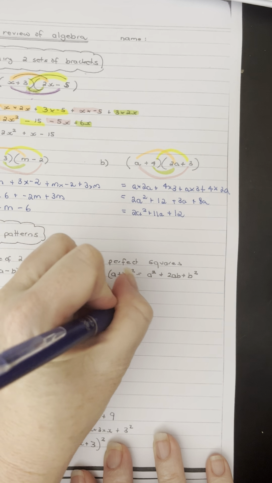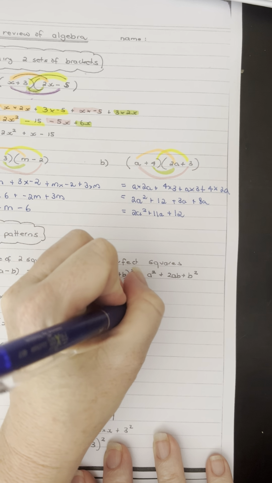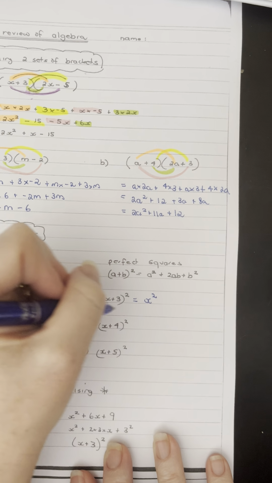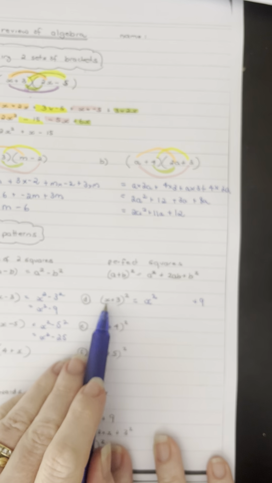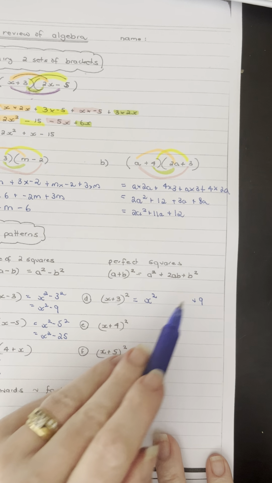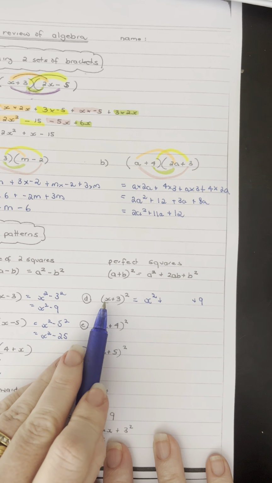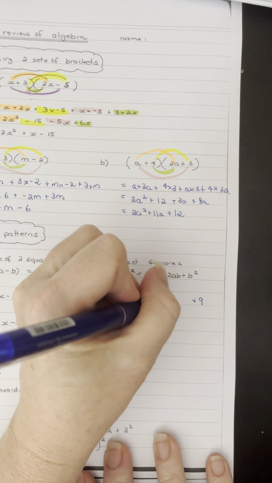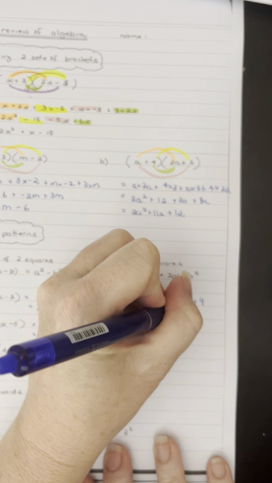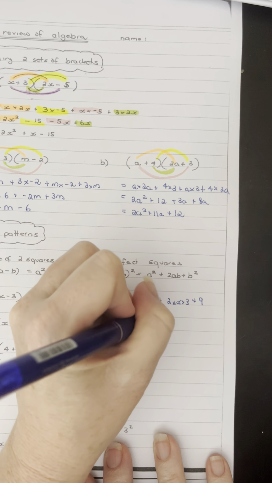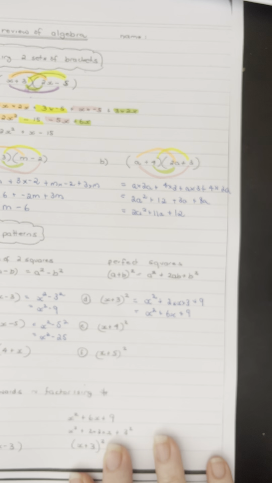So here we've got x plus 3 squared. So I'm going to have an x squared at the front, a 9 on the end, because that's x squared, 3 squared, and in the middle I'm going to have 2 lots of x times 3. So that will give me x squared plus 6x plus 9.